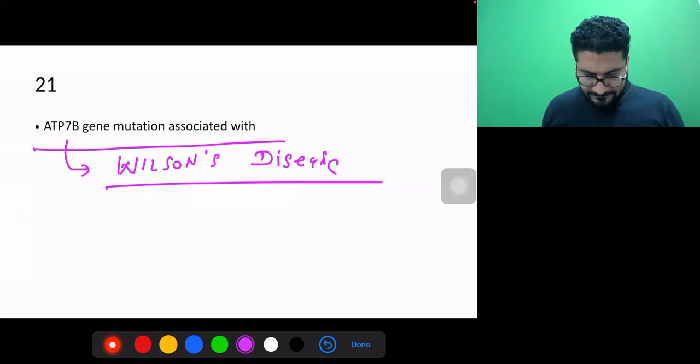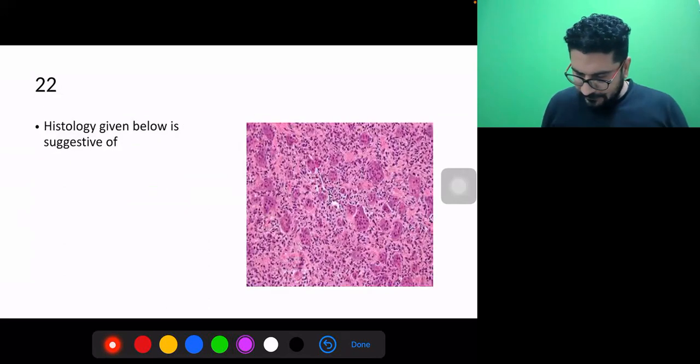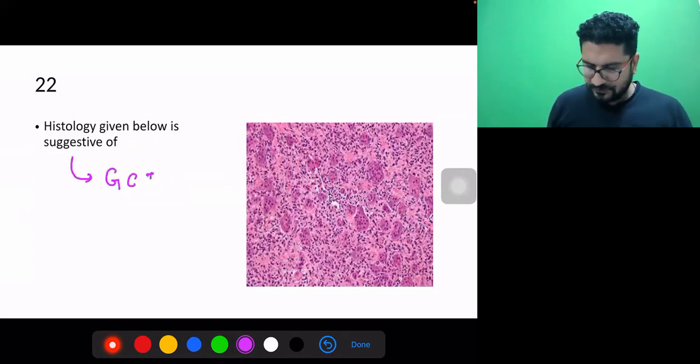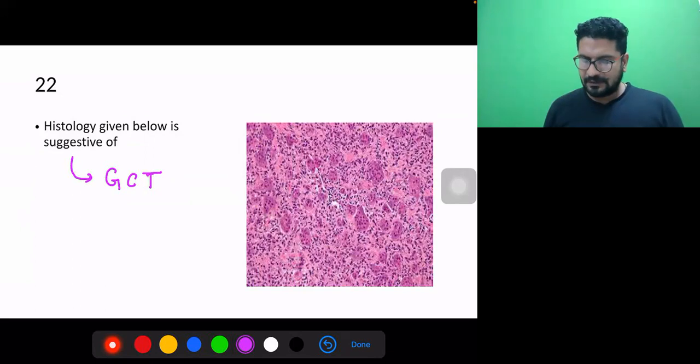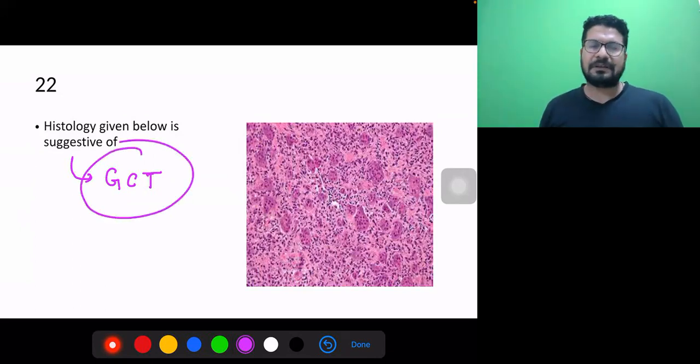Okay, coming to the next thing. Histology given below suggestive of... you can see this is a histology suggestive of giant cell tumor. So this is a bone tumor, a very dangerous type of bone tumor. We call them giant cell tumor.